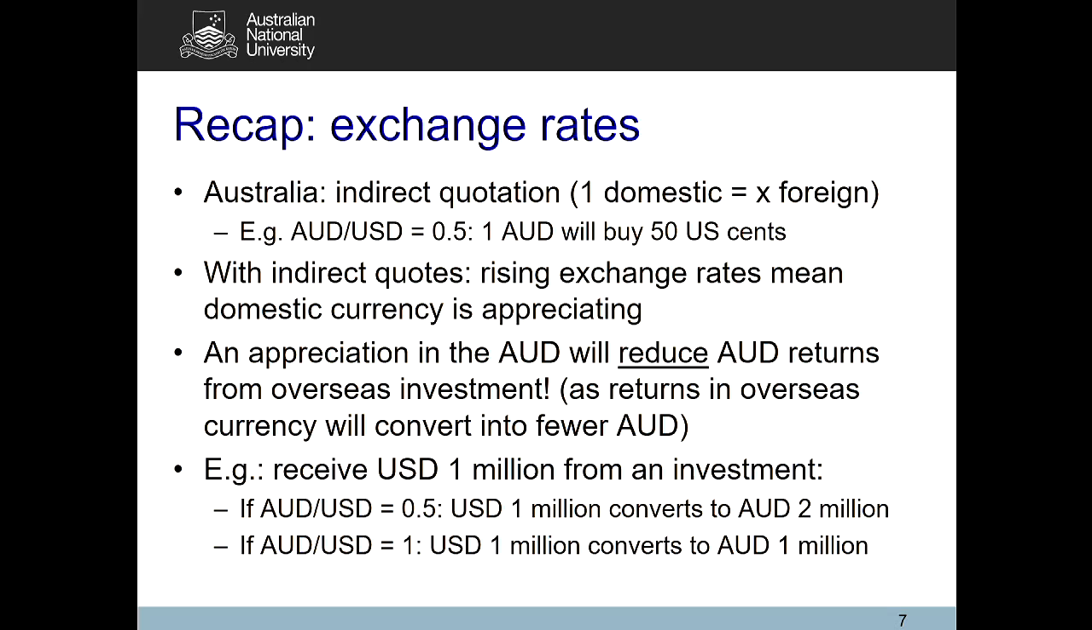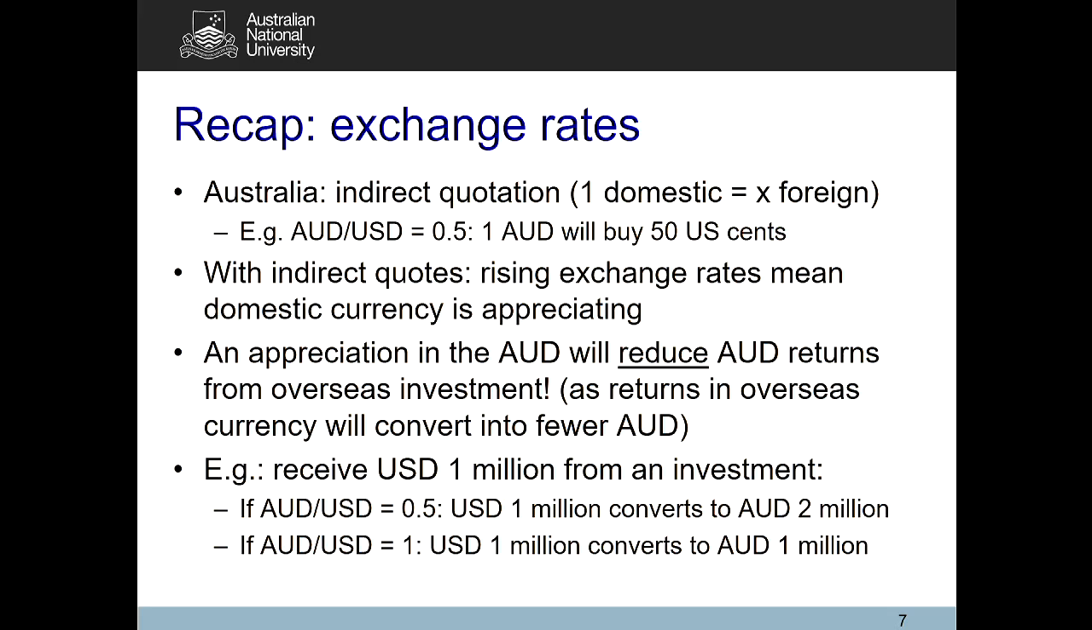So remember, in Australia, you all know that we're in the indirect quotation system, which means $1 Australian will be quoted in terms of the number of foreign currency it can buy. So when the Aussie-US exchange rate was at 0.5, and it did happen back in the early 2000s, it means that 1 Australian dollar will buy 50 US cents.